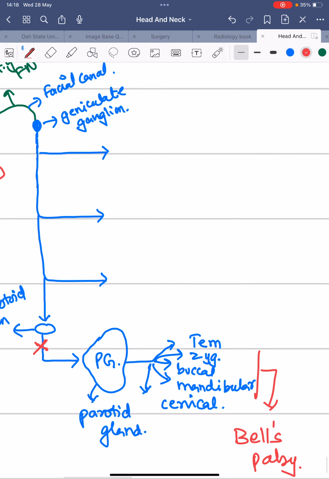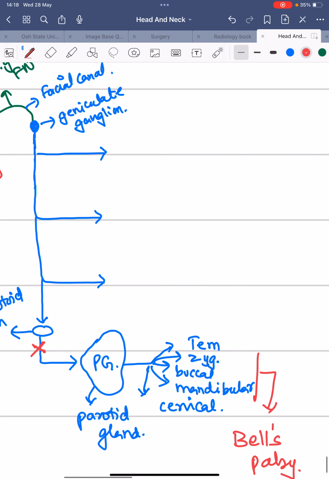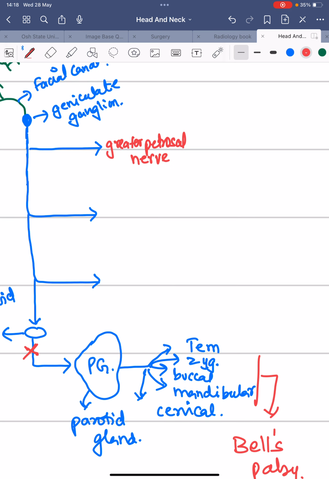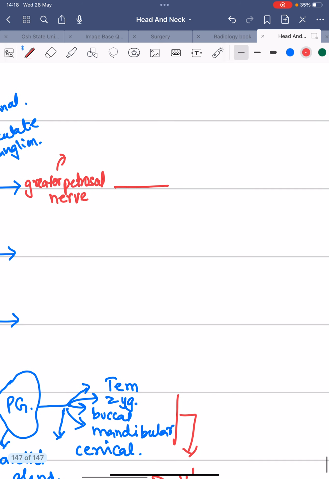This branch here is known as the greater petrosal nerve. This is your which nerve? Greater petrosal nerve. So see here, the greater petrosal nerve arises from the geniculate ganglion. So these are your parasympathetic fibers. And now it will go and make a ganglion here.